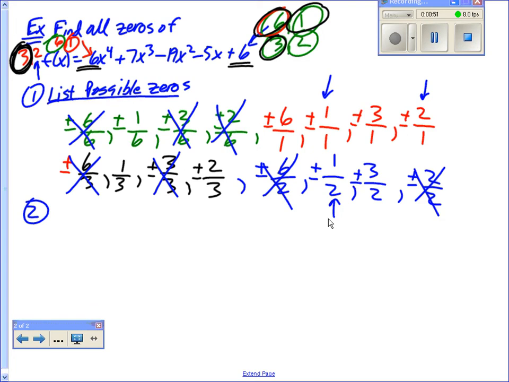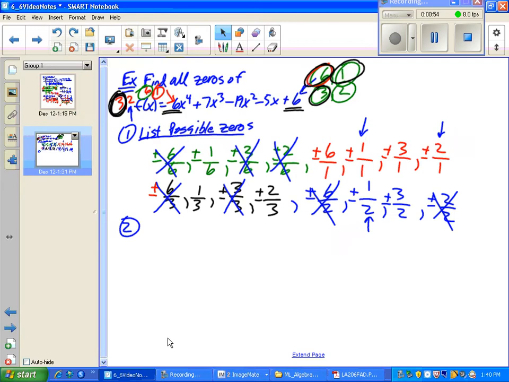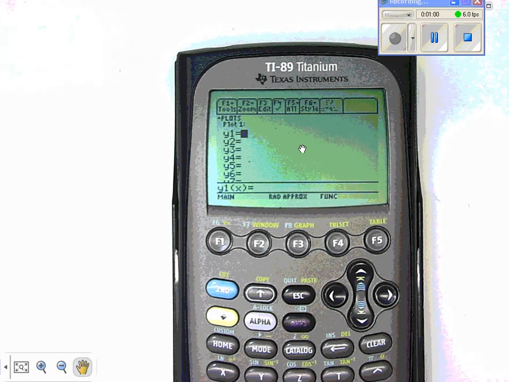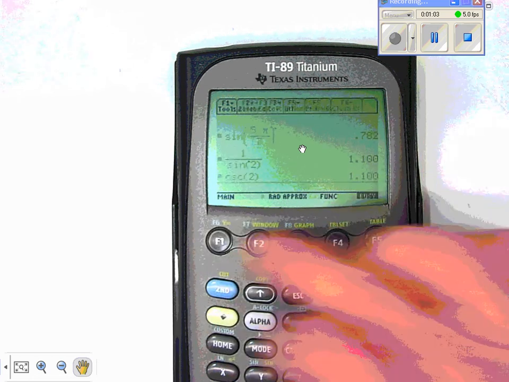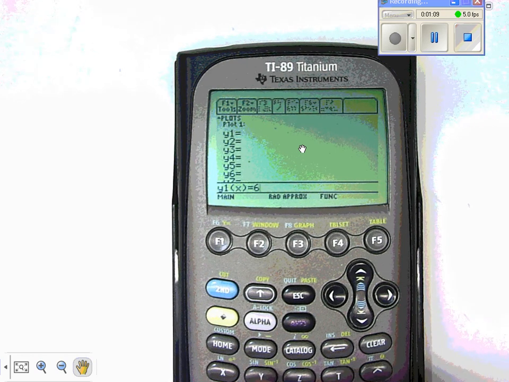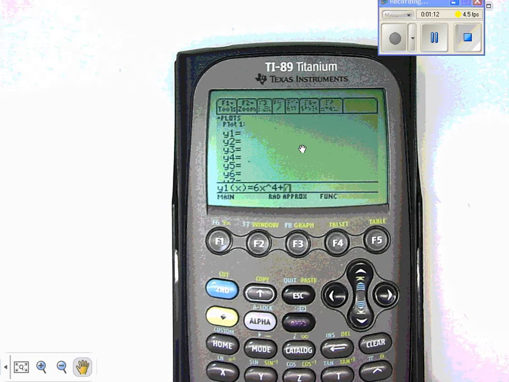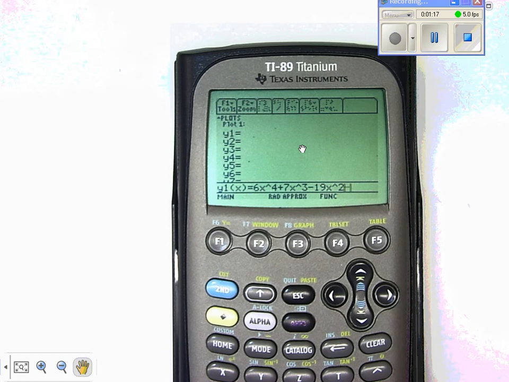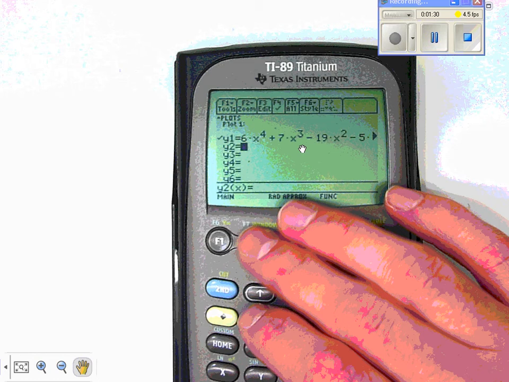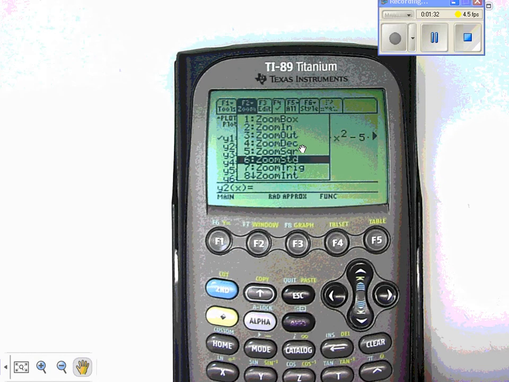So let me walk over here to my desk and pull up the 89 here. Okay, let's punch this in. So from the home screen, I go yellow F1, and we punch in 6x to the 4th plus 7x cubed minus 19x squared minus 5x plus 6. Boom, there it is. We go ahead and zoom standard, number 6, zoom standard.